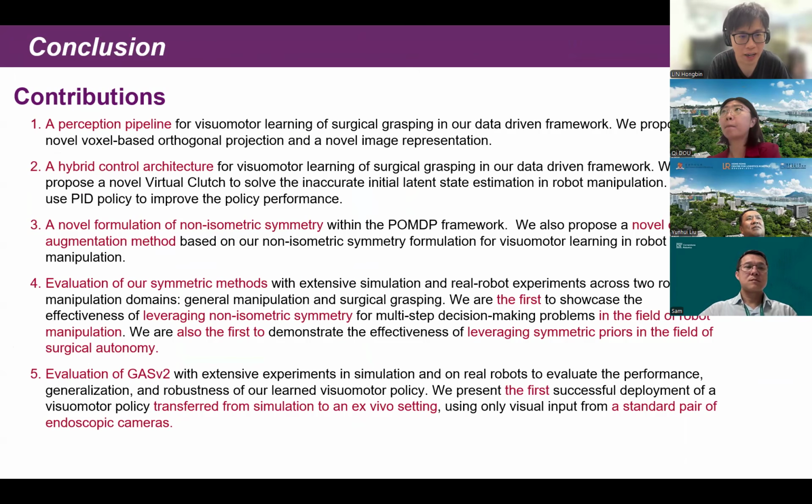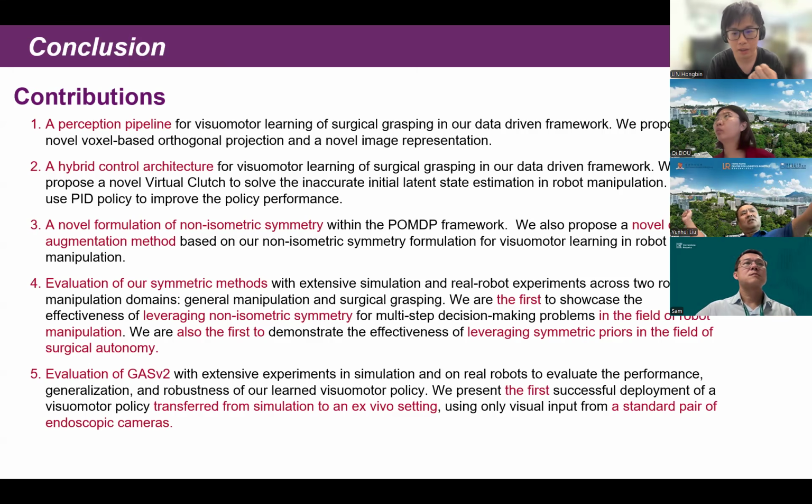Oh, we actually don't really contribute too much on the world model algorithm. We directly use it, but in terms of the detailed implementation, we prefill it with some demonstration trajectory. In the second work, we use a virtual clutch, which is a novel proposed technique to solve the issue of the original world model framework. It tries to solve the inaccurate initial latent space estimation in the robot manipulation.